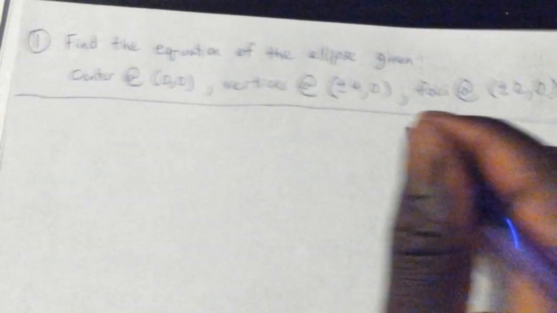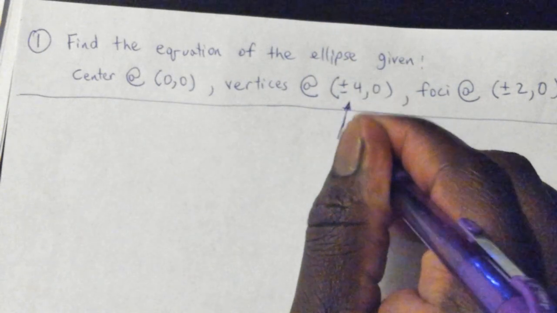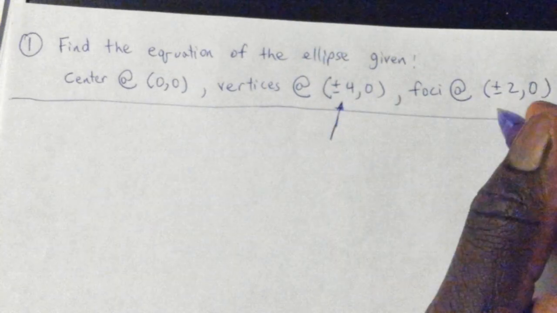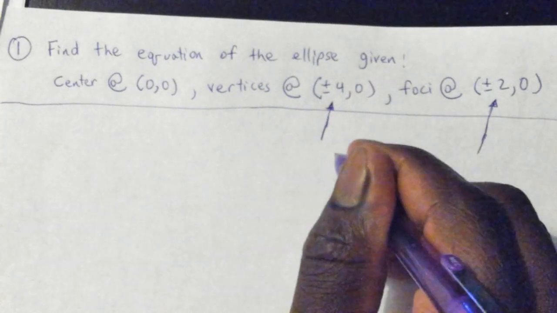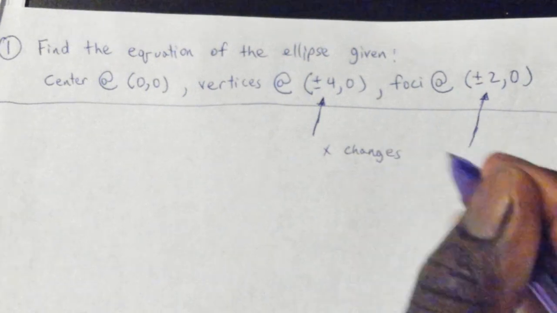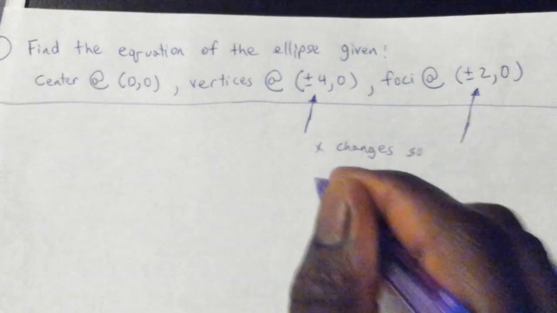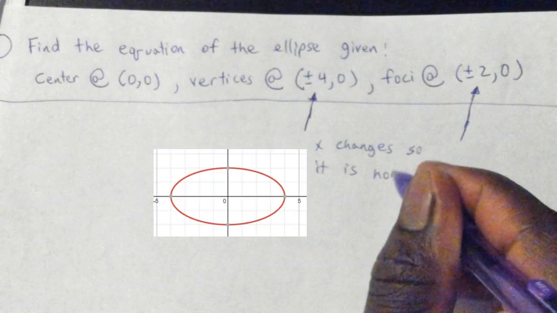To find the equation of this ellipse, the first thing that we need to do is to figure out if we're dealing with a horizontal or vertical ellipse. Notice that we have here a change to the x. So because x is changing, we know that we're dealing with a horizontal ellipse.